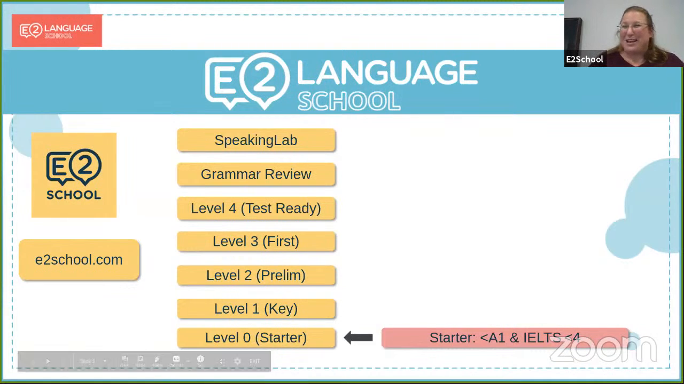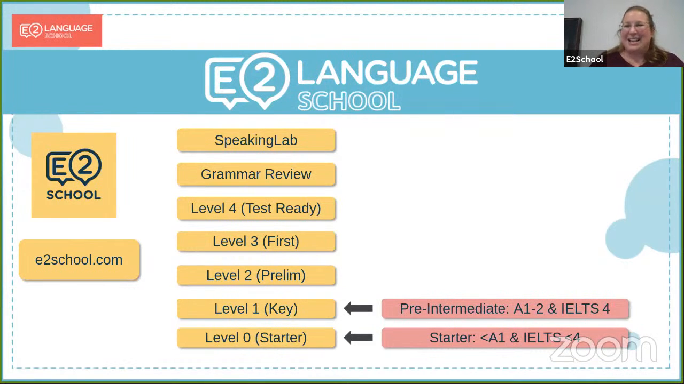So the next level where you get your live classes is level 1, and this is our pre-intermediate level. So we think that you are probably an A1 to an A2 or an IELTS of about 4. So the idea is with this one, you'll get your listening, reading, writing, speaking, you'll get some grammar and some vocabulary. So you'll get to work on all of these different skills and come to the live classes.